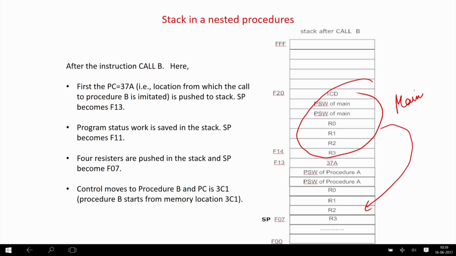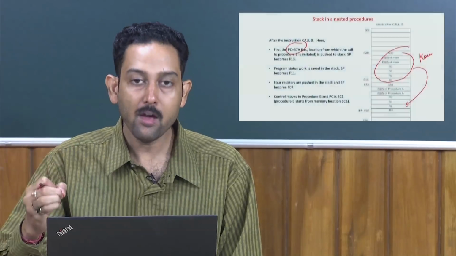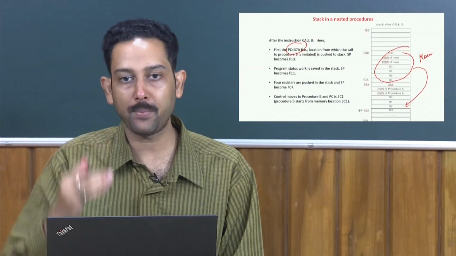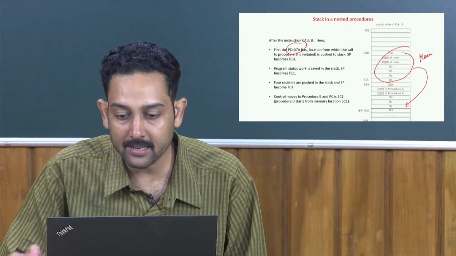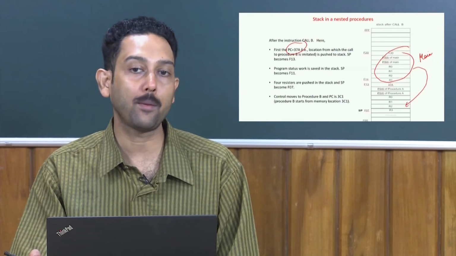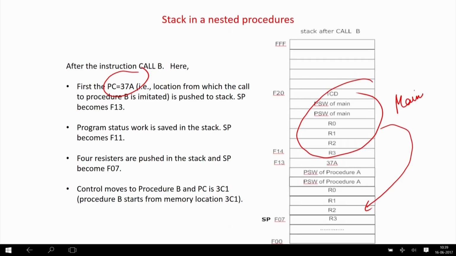While jumping to procedure B, you have to do the same thing: you have to save the value of 37A. 37A is nothing but the location in procedure A from where procedure B is called. You have to store 37A because when you complete procedure B, you have to return to the point in procedure A from where B was called and complete A. So you have to remember 37A, because after completing procedure B you have to return to memory location 37A and then start executing the next instruction, that is 37B.